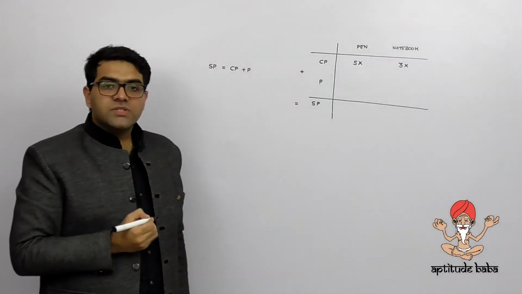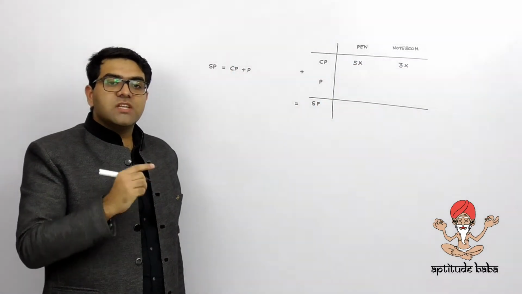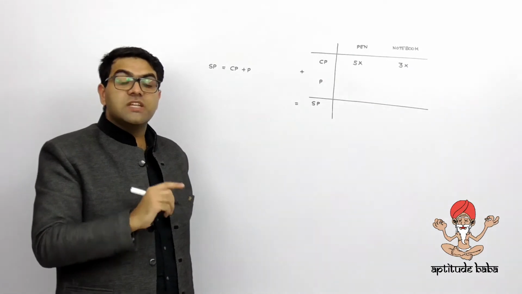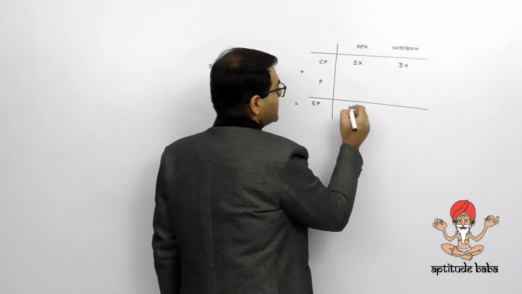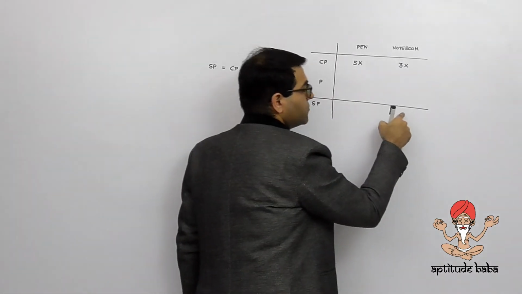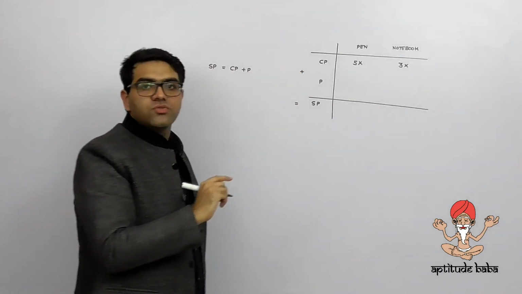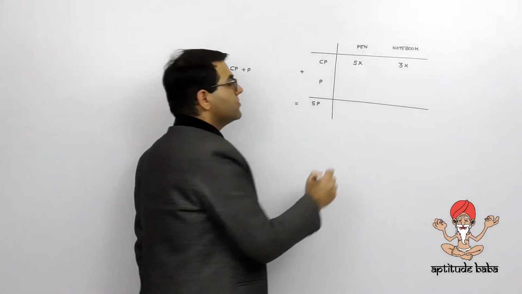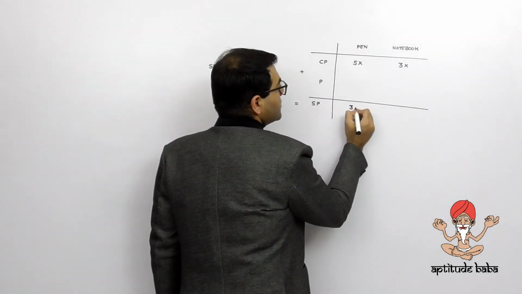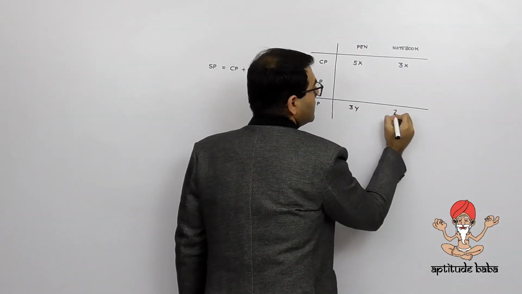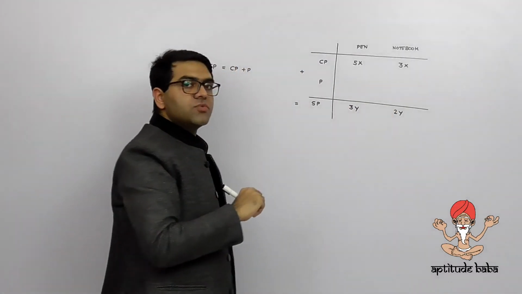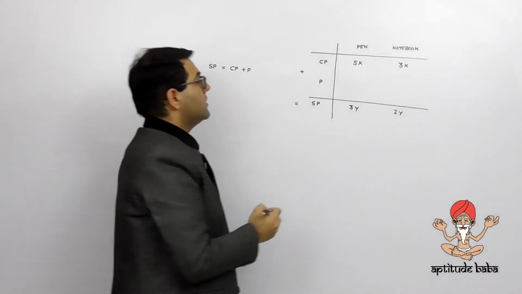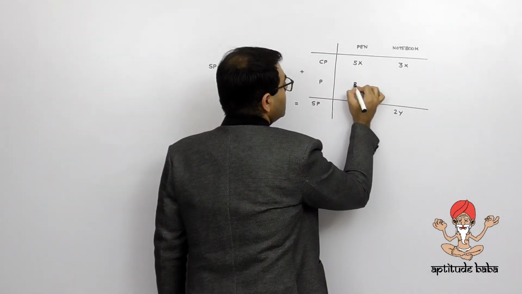Next part of my question says the ratio of the selling price of one pen to the selling price of one notebook is 6:4. So the ratio of the selling prices is 6:4. By the way, the ratio 6:4 can be reduced to 3:2. So the selling prices I assumed here were 3y and 2y. Since I do not know the profit, and at the end of the day I have to find the ratio of profits, I have assumed the profits to be P1 and P2.